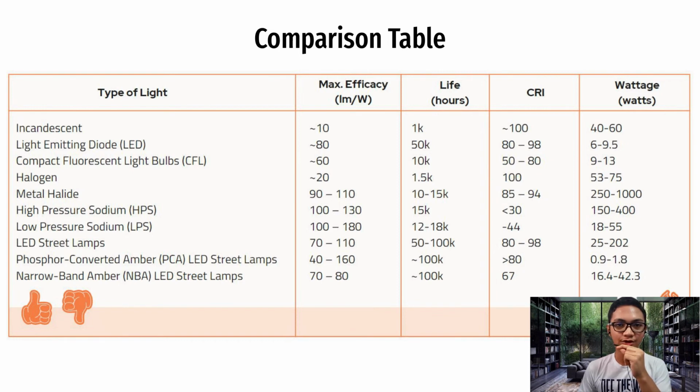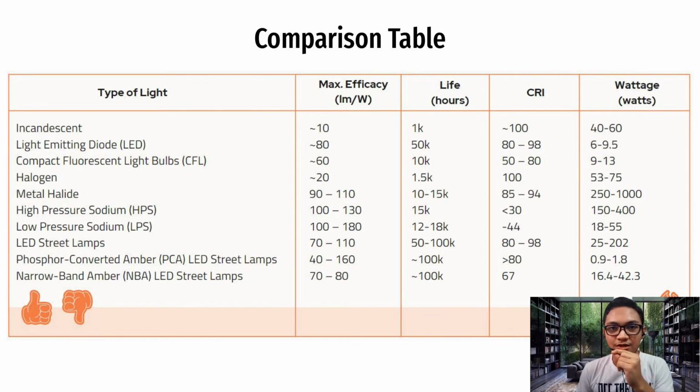The next column would be the life in hours. Incandescent lights have a lifespan of 1,000 hours in comparison to 50,000 hours of LED, which is a dramatic difference and a stark contrast between the two. For the third column, we have CRI, which is again the color rendering index. Firstly, the incandescent light has a CRI of 100, which is just above the LED CRI and equal to halogen CRI.